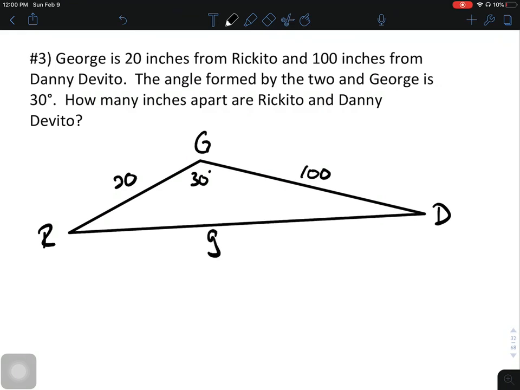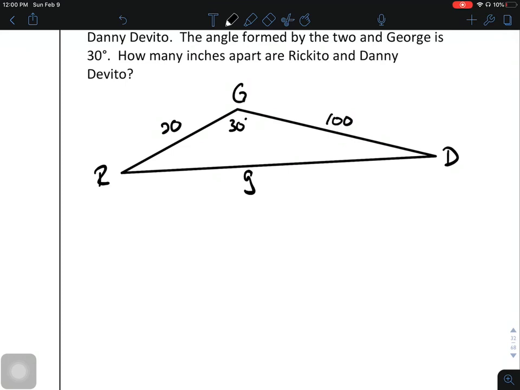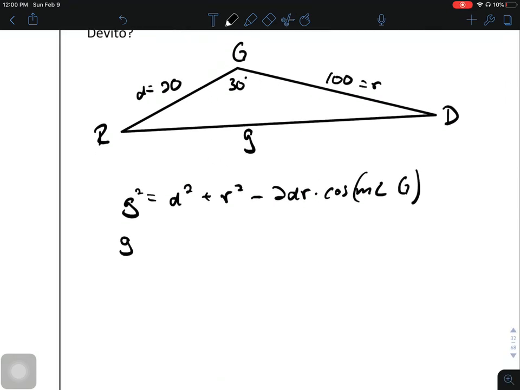We're trying to figure out what little g is. Law of sines won't work because we don't have a side and the angle opposite of it. So law of cosines must work. We're trying to figure out what g is, so it's g squared equals. Let's go d squared plus r squared, calling this d and this r, minus 2dr times cosine of the measure of angle g. Fill in what we know. We don't know what little g is. We know that d is 20. We know r is 100. We know the measure of angle g is 30 degrees.